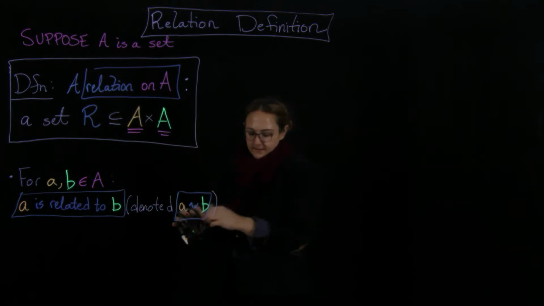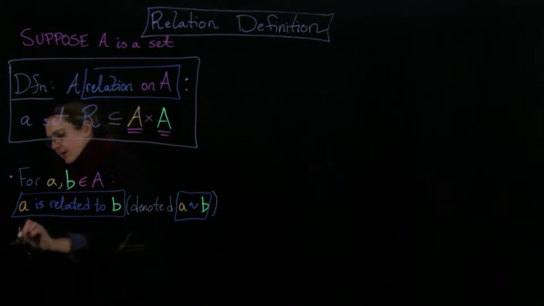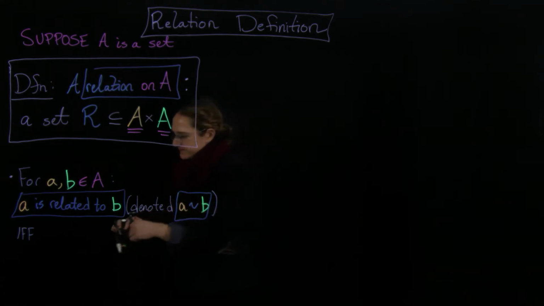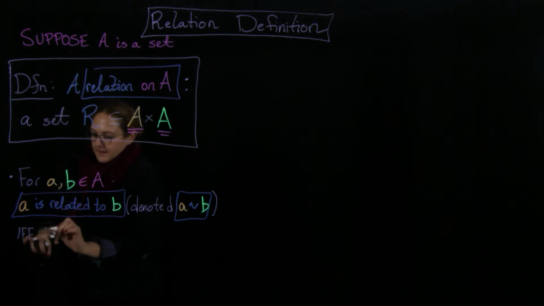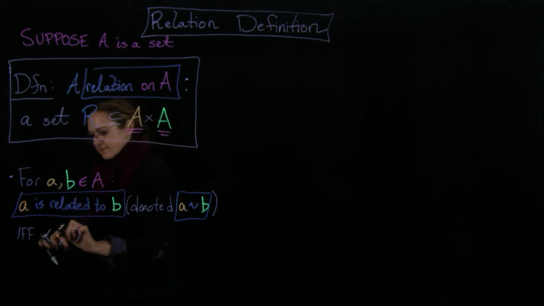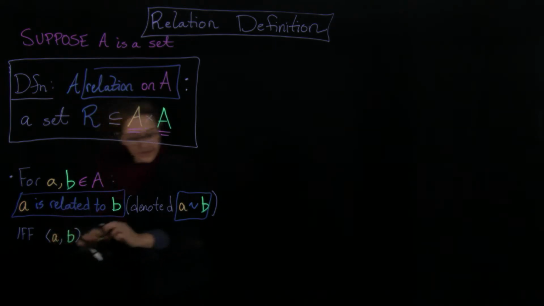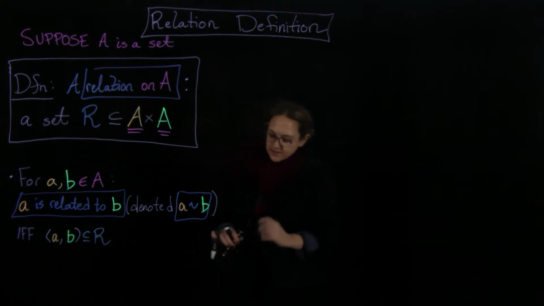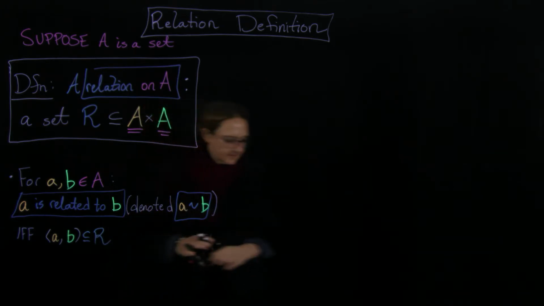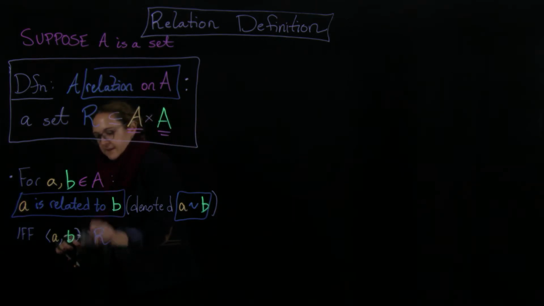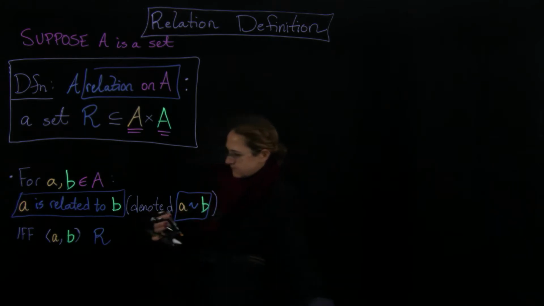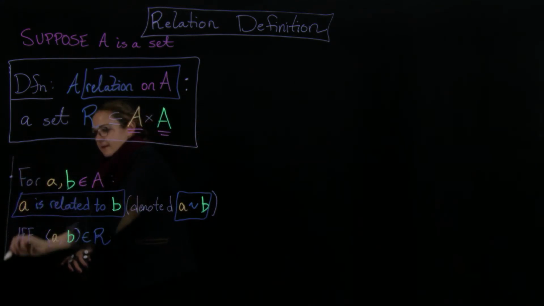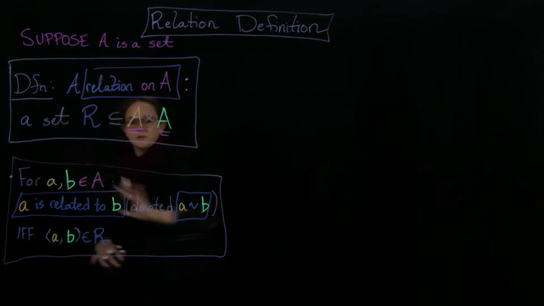This holds if and only if, remember I like to use this for definitions because this really is an if and only if statement, this ordered pair (a, b) is contained in this R. So this is another part of the definition. These are two different definitions.